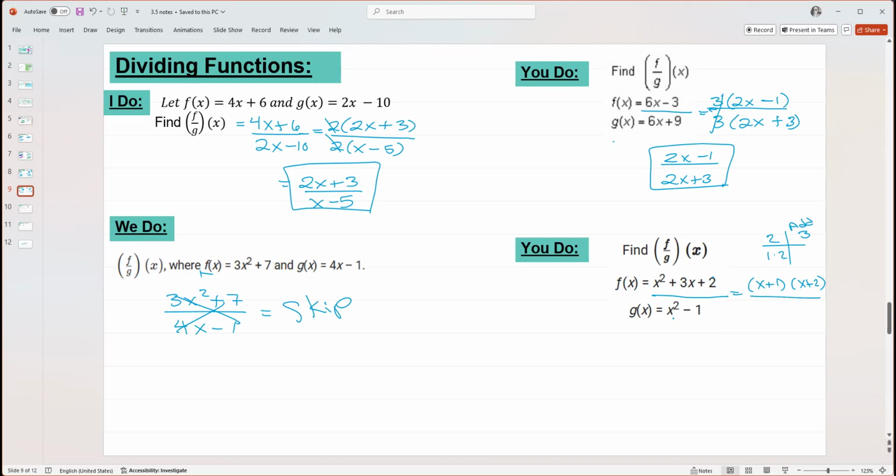And on the bottom, this is the difference of perfect squares, which we did on the last slide. So this is going to be x plus 1 times x minus 1. Got one of each. The x plus 1's cancel. They divide out to 1. Anytime you divide something by itself, it's 1. It goes away, no matter what it is. So your answer here is just x plus 2 over x minus 1. And we're done.